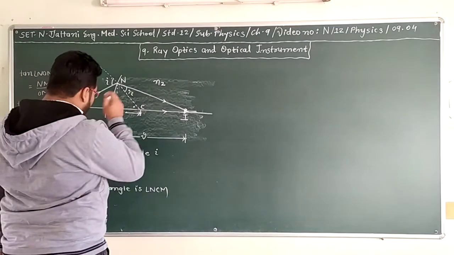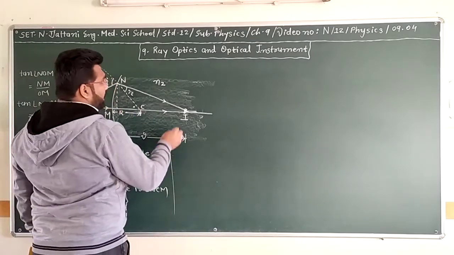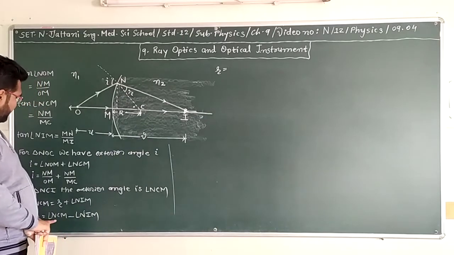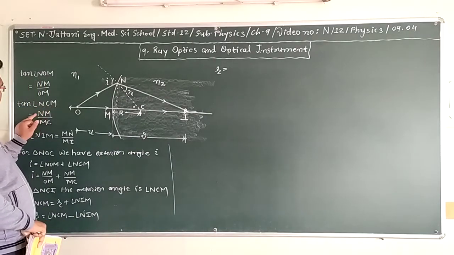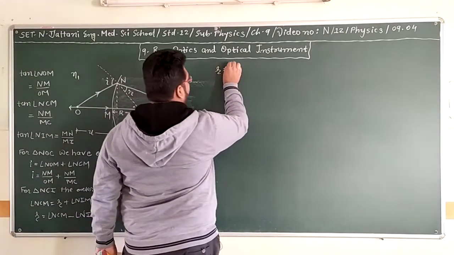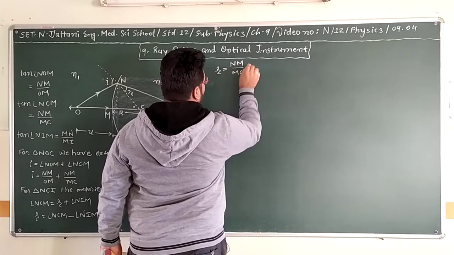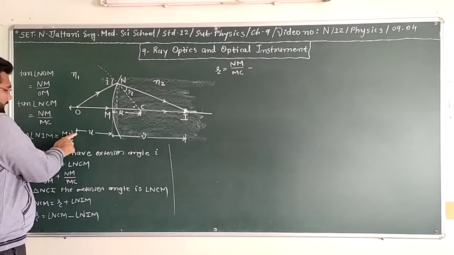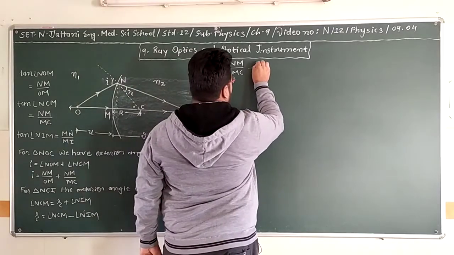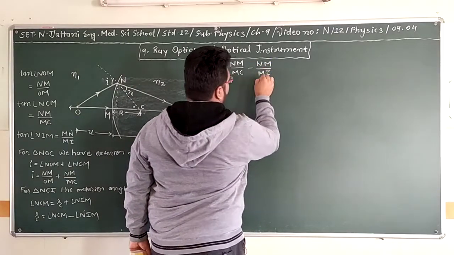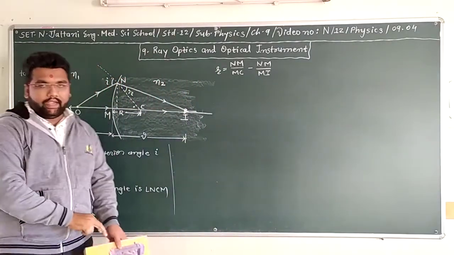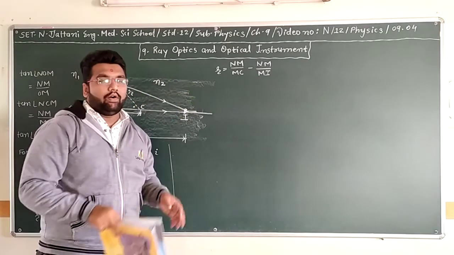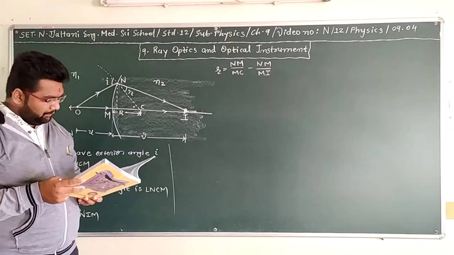Now we put the values. r is equal to the value of angle NCM, that is NM upon MC, minus the value of angle NIM, that is MN upon MI. So here we have the values of i and r.